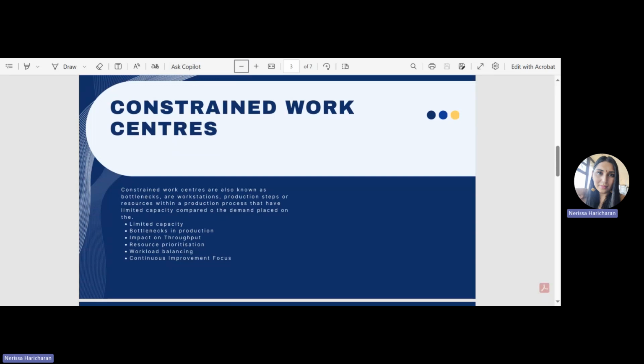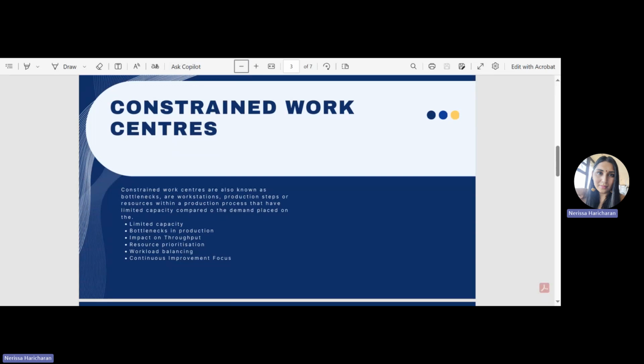Then we want to see what the impact is on your throughput. The overall production capacity is determined by the output of the constrained work center. So even if all of the other parts in the process work faster and more efficiently, the system is only as fast as its slowest point. And if your slowest point is at your constrained work center, that's where your system is sitting.